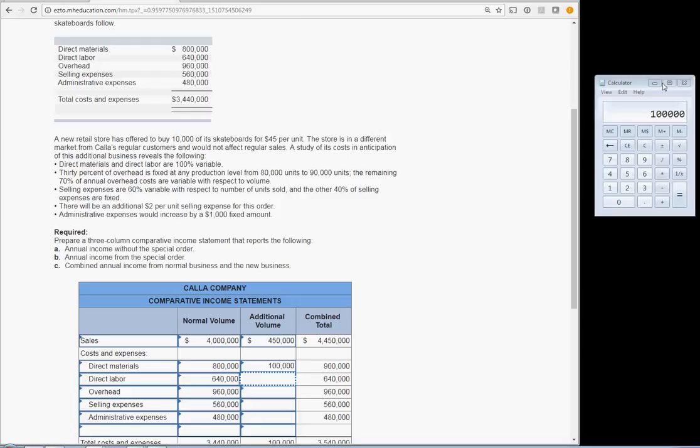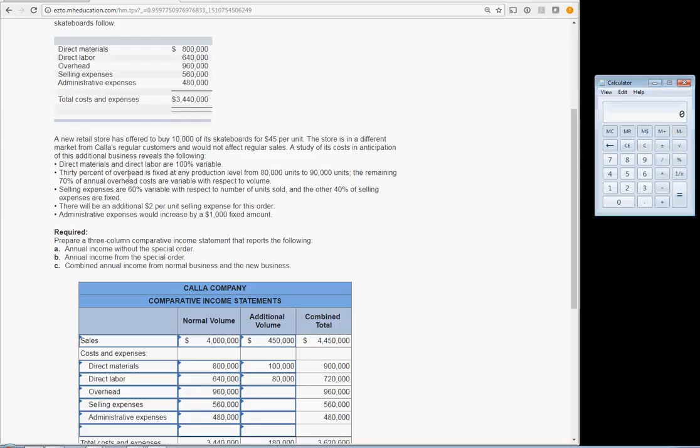I have to do the same thing here. So 640,000 divided by 80,000 should be 8, times my 10,000 units gives me 80,000 for direct labor. Then I get down to my overhead. Well, I could take the whole 960,000 back, but I think there might be something else I need to look at, and it's right here.